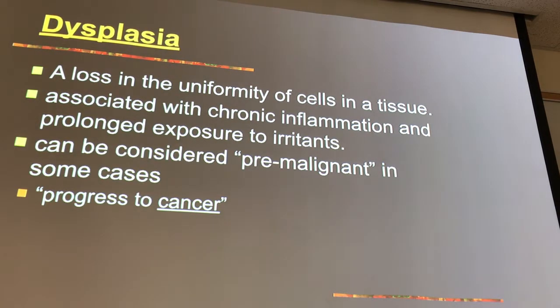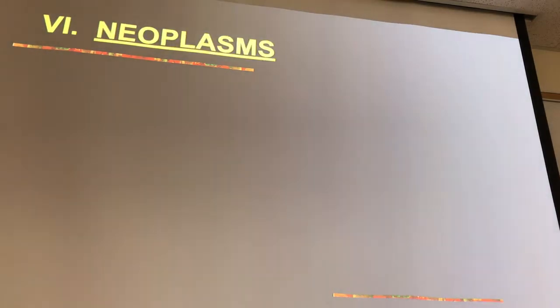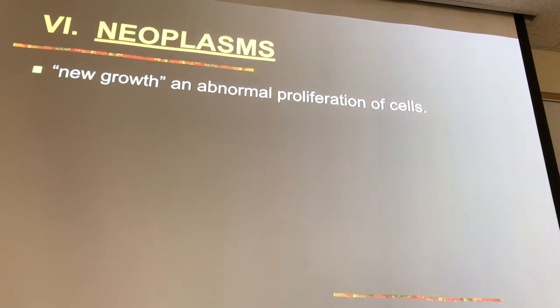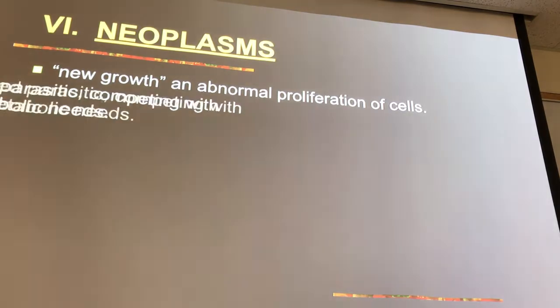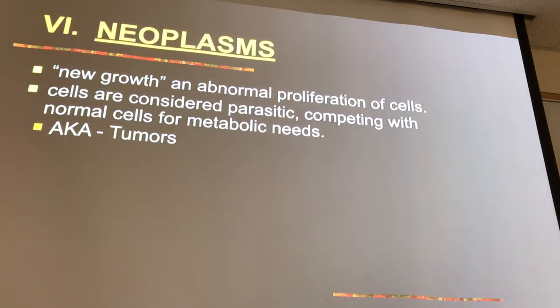Can be considered pre-malignant in some cases. This can lead to cancer. Neoplasms, the new cell growth and abnormal proliferation of cells. Cells are considered parasitic, competing with normal cells for metabolic needs. This is like tumors, right?